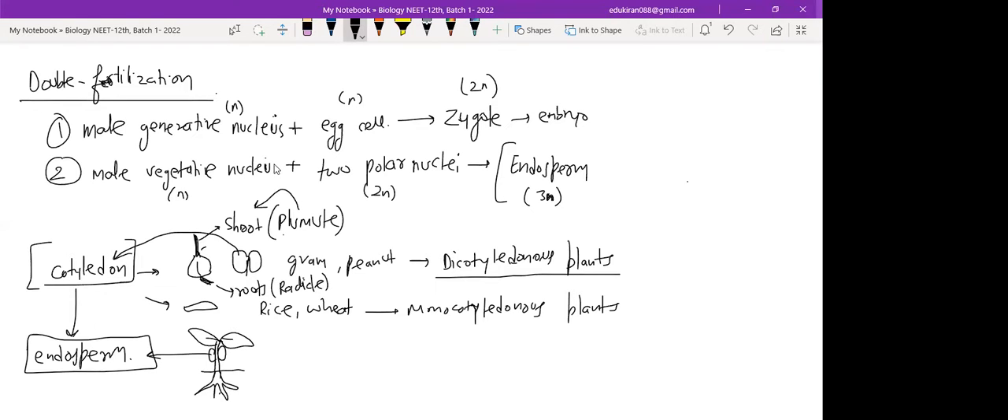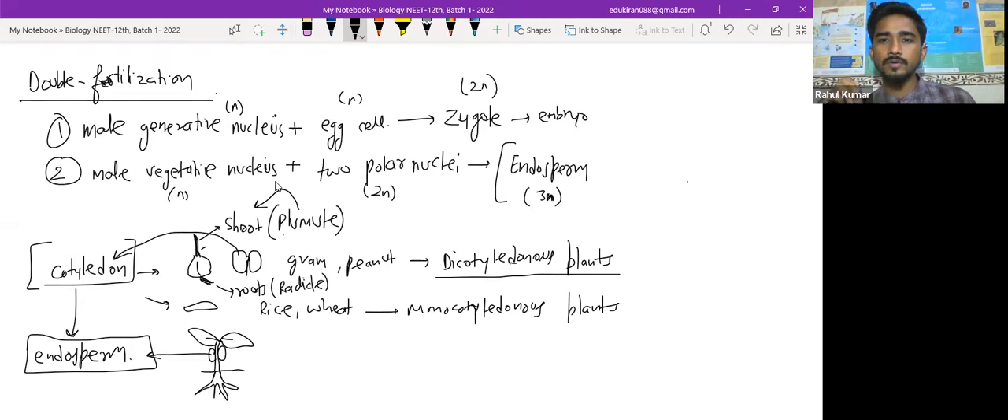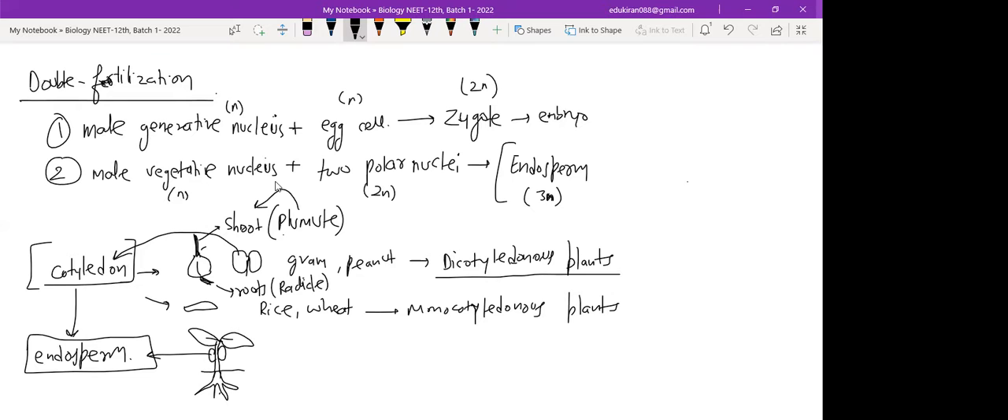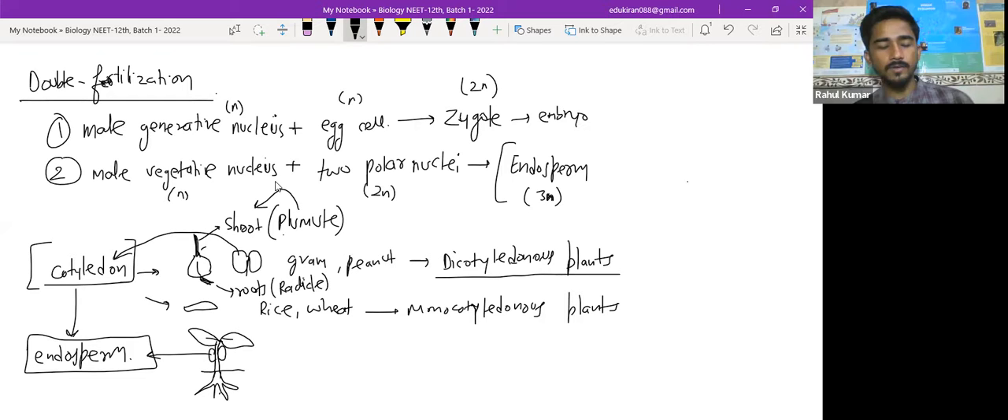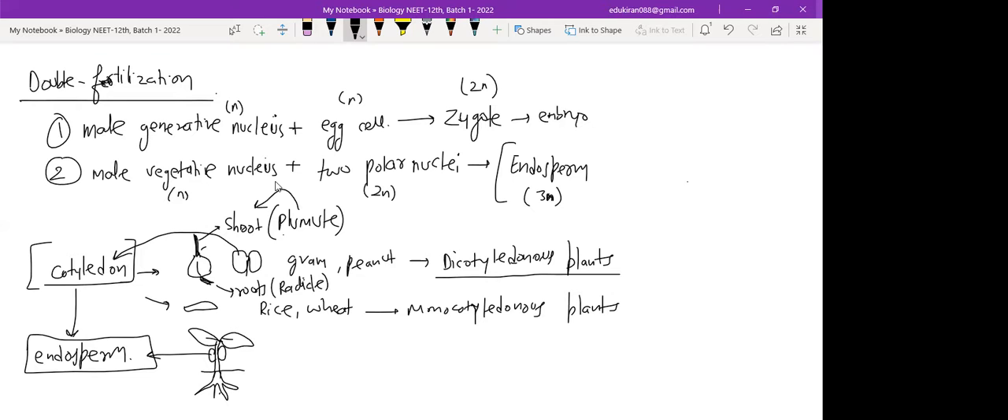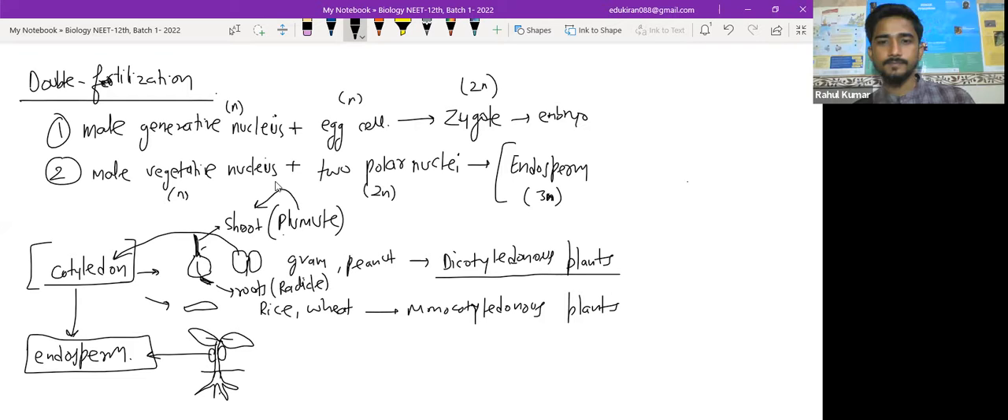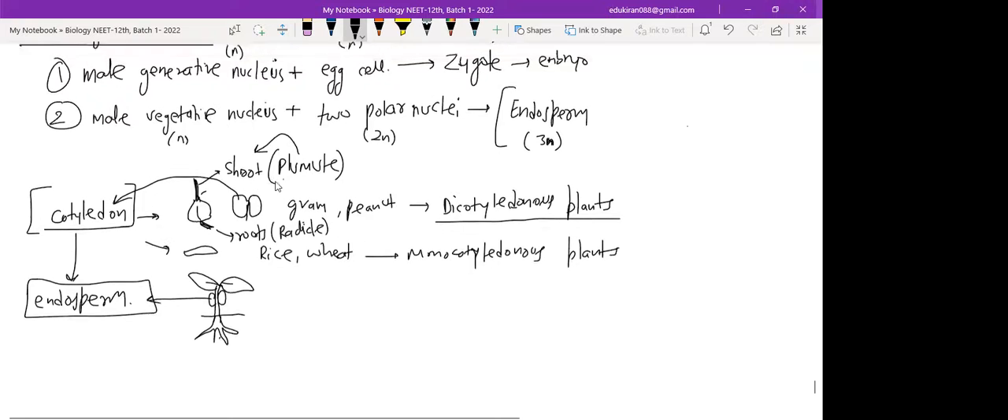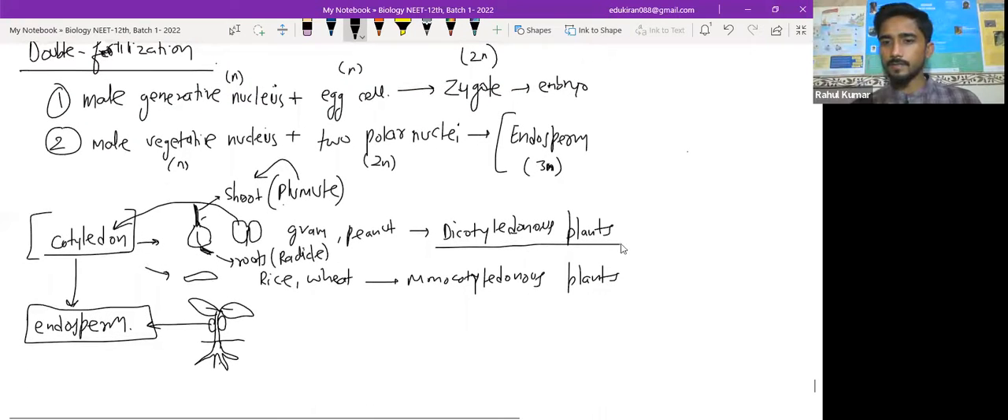So yeah, in the second case, the endosperm is formed by triple fusion, and the first fertilization gives rise to the embryo, right? Yes. And the second one? Endosperm. Yes. Okay, that's all. So this is double fertilization.